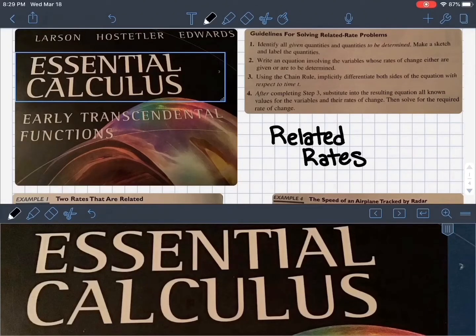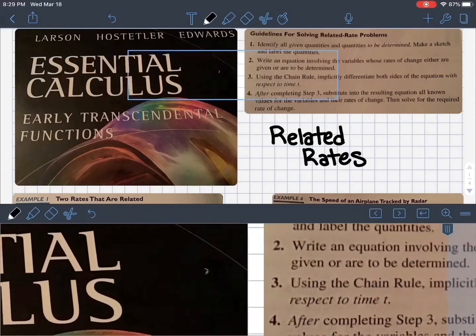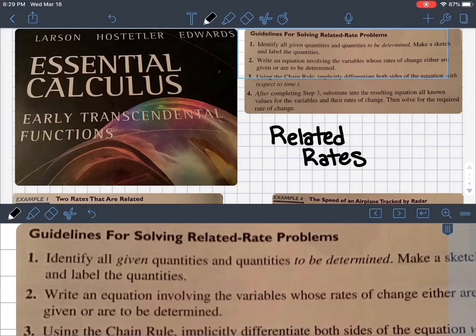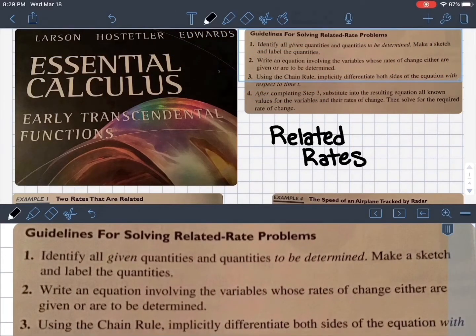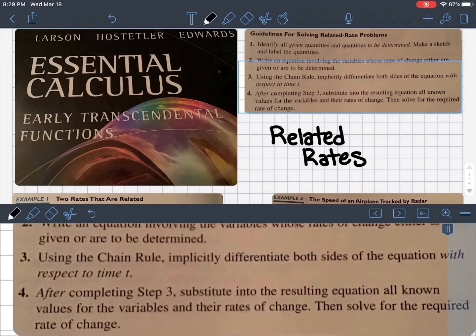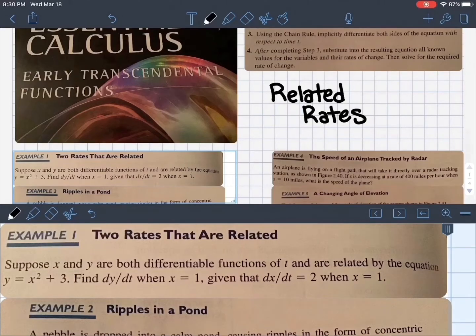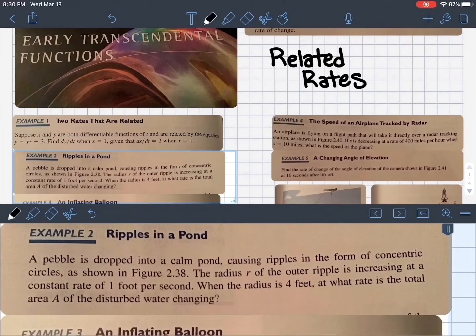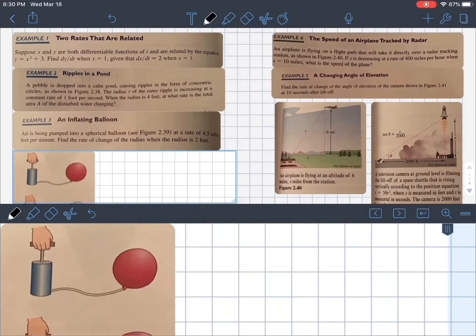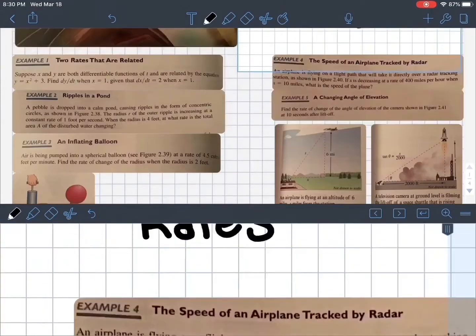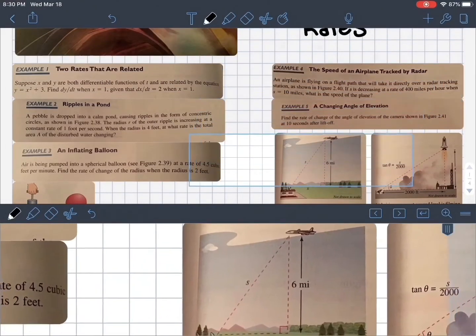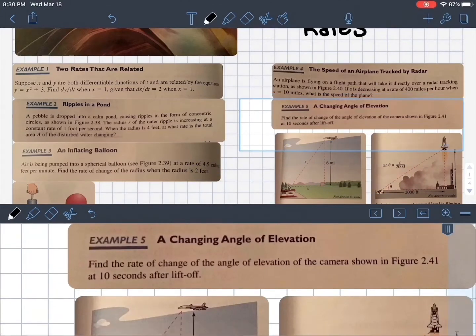Good morning, Calculus. Today we're going to take a look at some related rate examples out of a textbook called Essential Calculus. I'm going to show you the guidelines for solving related rate problems, and then I'm going to take a moment to just show each one of the examples so that you can pause and try out each example on your own before watching my solutions. So I'll assume that you've attempted these and are ready to just watch me solve them.